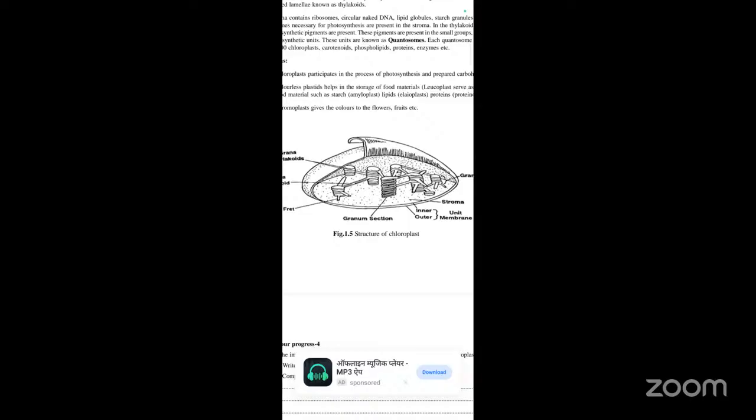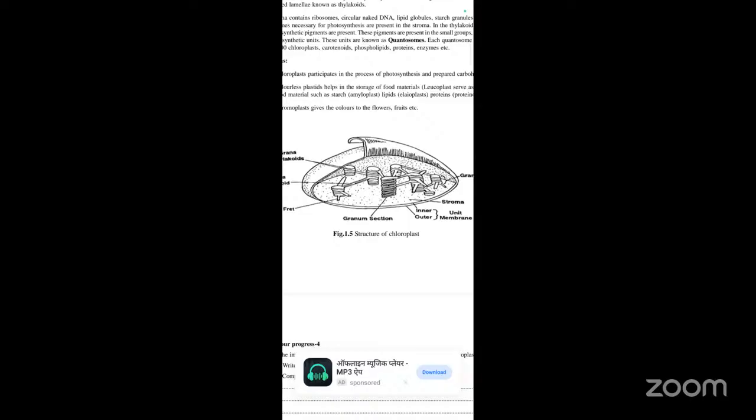Okay, plastids. The term plastids was coined by Schimper in 1883. Commonly they are seen in eukaryotes, especially in plant cells. They may be colorless or colored. The colorless plastid is called the leucoplast. The colored plastid is called the chromoplast. Chromo means colored, leuco means colorless. Leucoplasts usually have a storage function, storing starch and lipids.